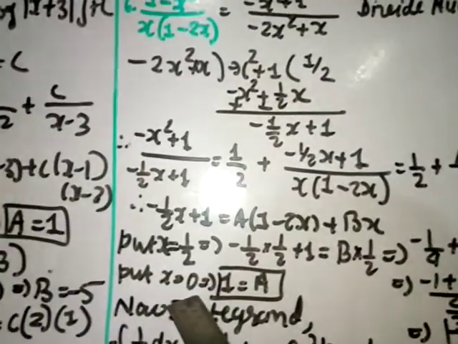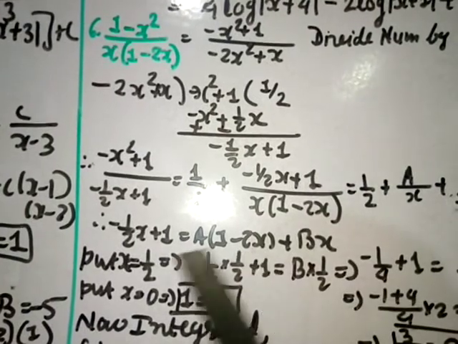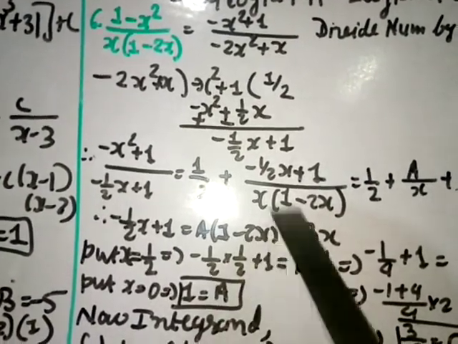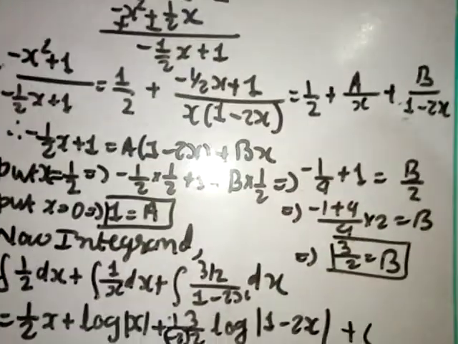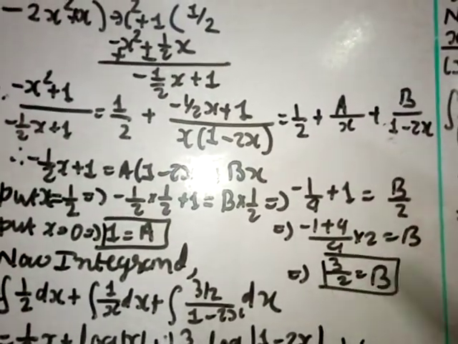And put x equal to 0. If you put x equal to 0, this term cancels, this term cancels. 2 into 0, 0. So a into 1 is a equal to 1. So a value is 1. Okay, so you get the value of a as 1 and b as 3 by 2.